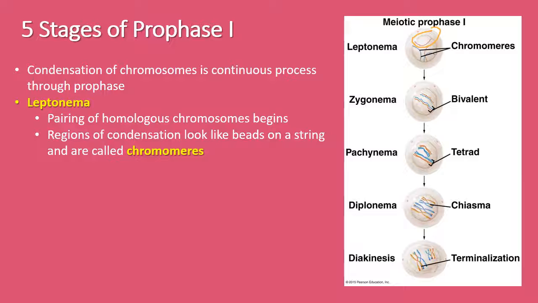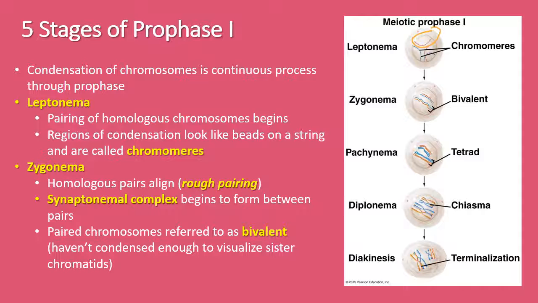And when they're condensed, it's hard for the sequences to interact with one another. So that's why it's a little bit slower, and you have these regions of the DNA that aren't condensed and regions that are. It's to make it easier for the homologous chromosomes to pair up. Now, when they pair up in zygonema, it's called rough pairing. So they just kind of find each other and begin to pair up. And because they haven't condensed all the way, it looks like there's just 2 chromosomes present, 2 strands.